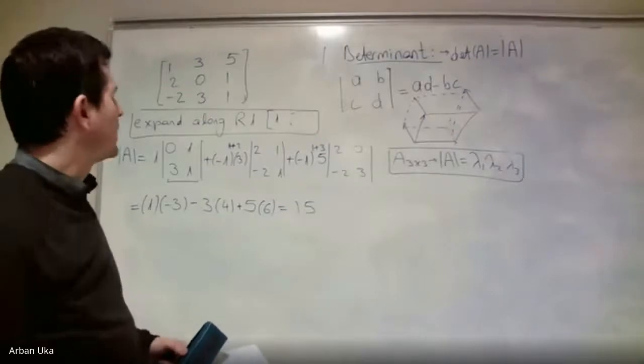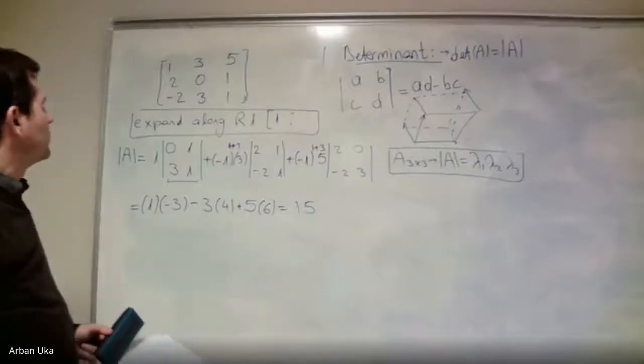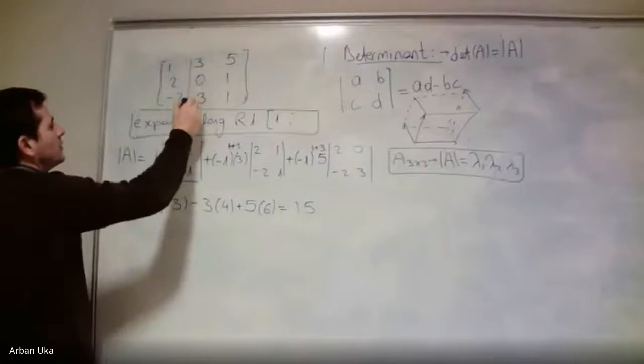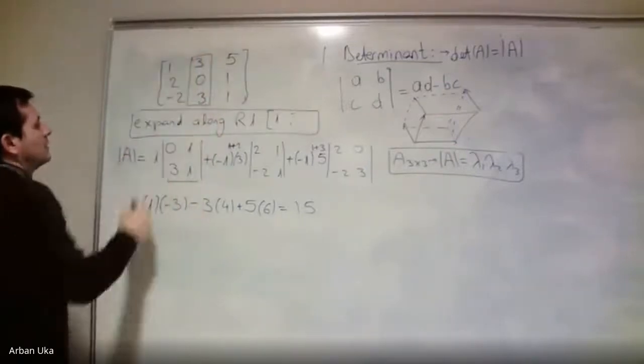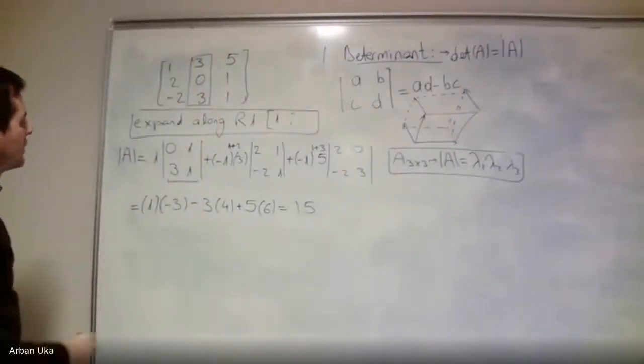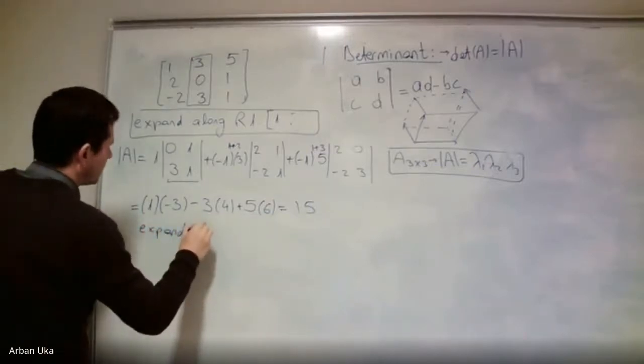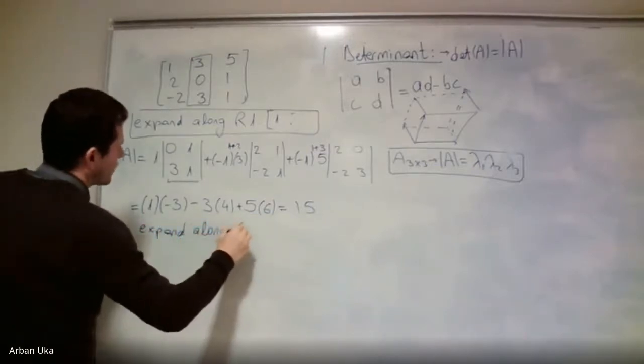Row 3. Row 3, we can even do row 2 or column 2 is perfect because there's a 0 in it. You are right, okay. So we can even pick, shall we pick second column? Let's expand, okay, so let's do this one. Let's expand along column 2.